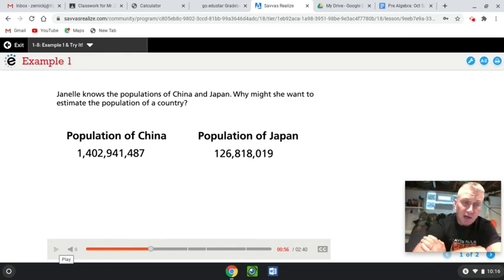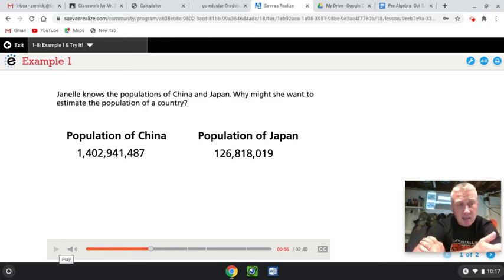The reason that we're estimating the populations of China and Japan is that populations change all the time. Remember, there's people that are born every day and there's people that unfortunately pass away every day. And when that happens, the population of our countries fluctuates so much that we really can't get a perfect answer to that. So we estimate them.